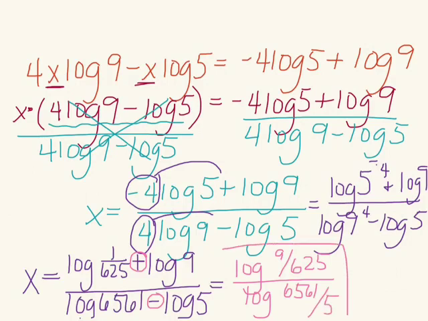And that is your final answer, all combined. Log of something divided by log of something else. When you put that in your calculator, you get approximately -0.591. So that's your approximate answer. Your exact answer is what we have here in pink, log of 9 over 625 divided by log of 6,561 divided by 5.